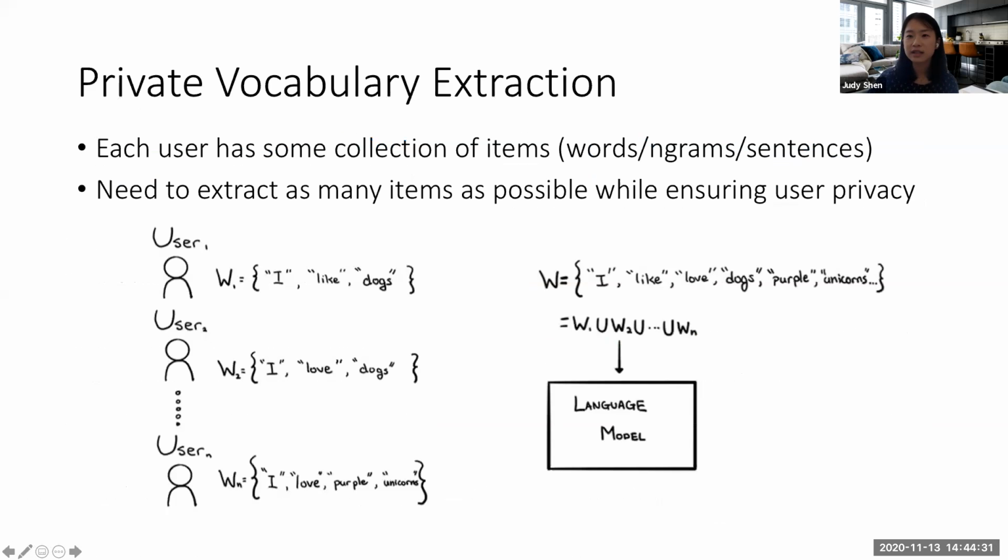Hopefully I've motivated a little bit why we care about vocabulary extraction. The problem we want to solve is that each user has some collection of items, maybe words, n-grams, or sentences, and we want to extract as many items as possible while ensuring user privacy. Once we have these items, we can then use them to train some downstream model.